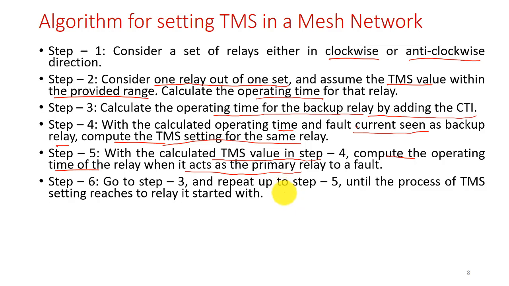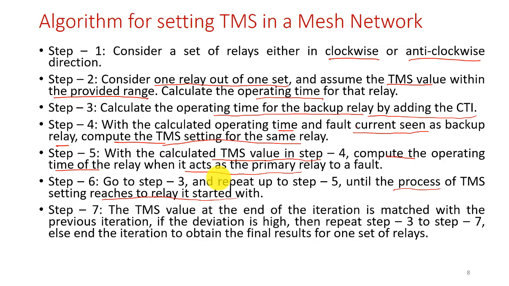So again from step 3 to 5 it is repeated until the process of TMS setting reaches the relay it started with. So this step goes on until we reach the relay where we started, right? Then in step 7, the TMS value at the end of the iteration is matched with the previous iteration. If the deviation is very high, then repeat step 3 to 7, else end the iteration to obtain the final results.